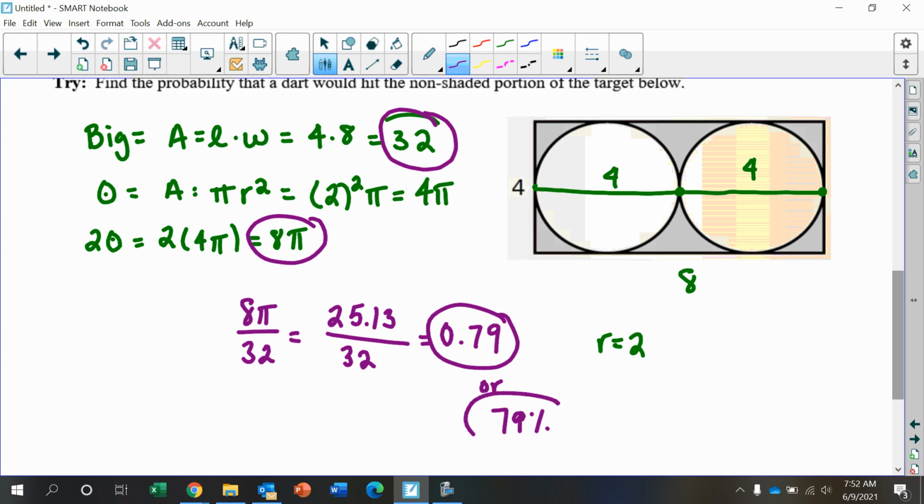Or 79%. Okay, either or, depending on what your answer is.